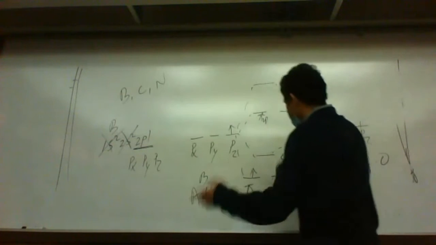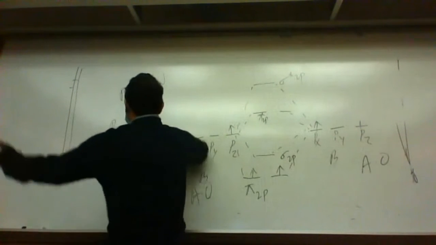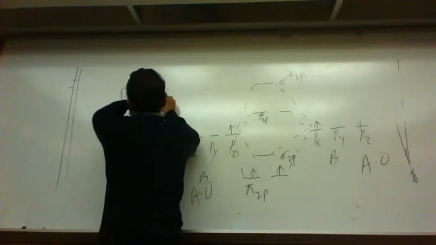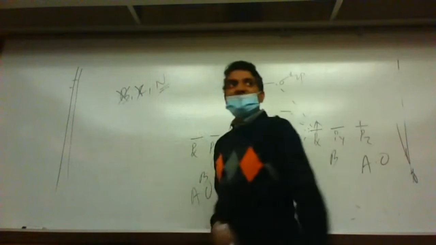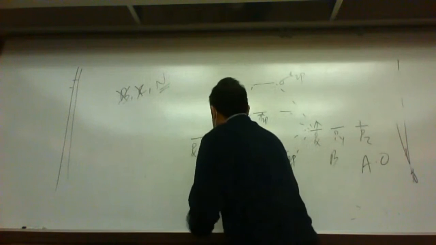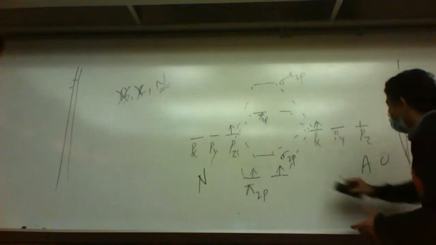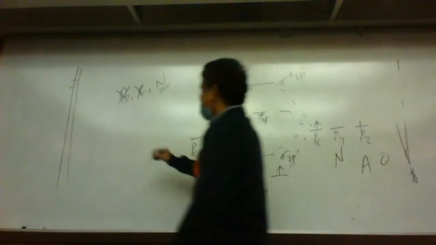Now let's talk about the same diagram for nitrogen. Our book does not discuss boron and carbon. It discusses nitrogen. So let's talk about nitrogen. Nitrogen here, this is a nitrogen atom, and this is also a nitrogen atom. So if you look at nitrogen, it looks like this.